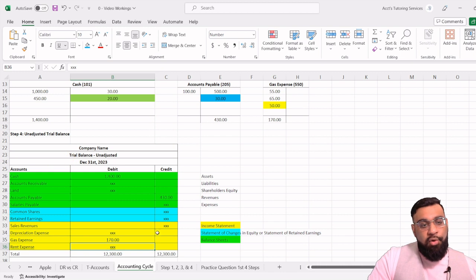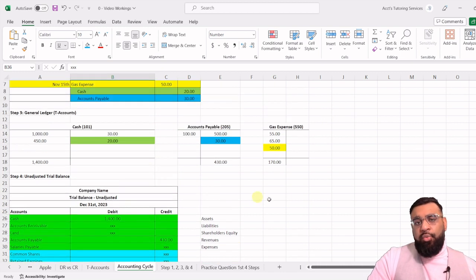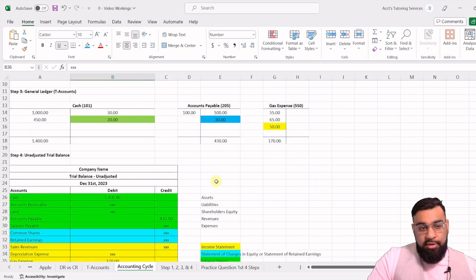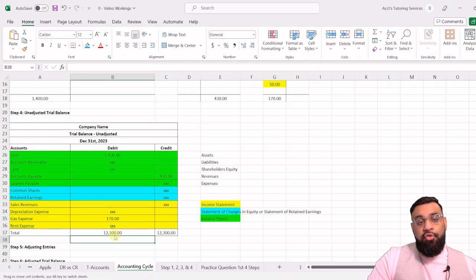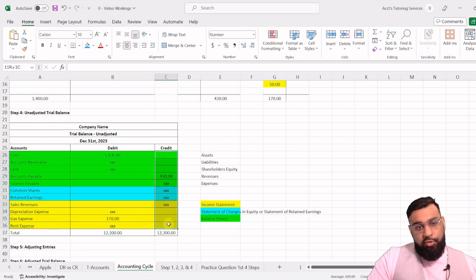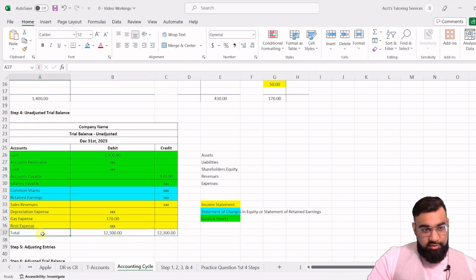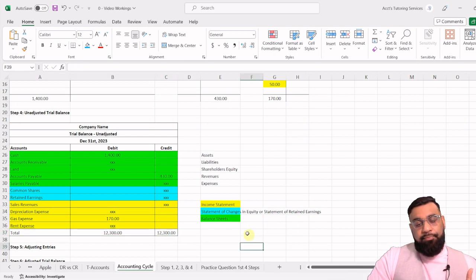Let's say hypothetically all these accounts were here in our T accounts. So we're just pulling the account names and the ending balances. That's it. Then we're going to add up all of our debits, which equals 12,300. Add up all of our credits, which equals 12,300. Since this balances, we're on the right track.